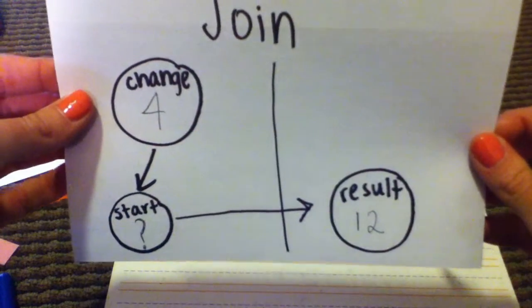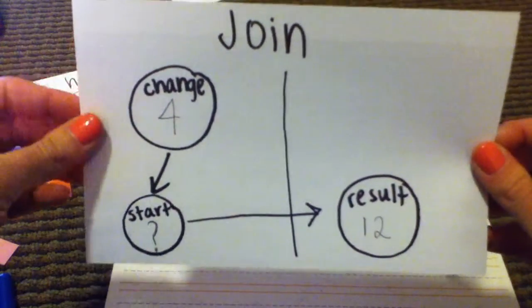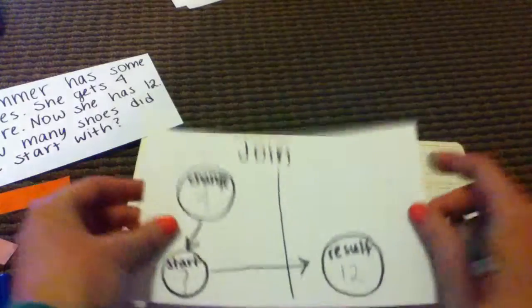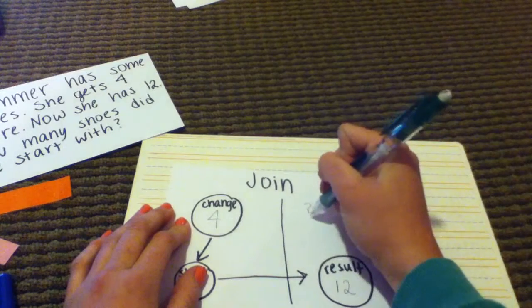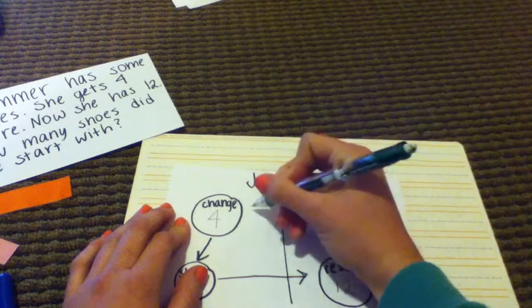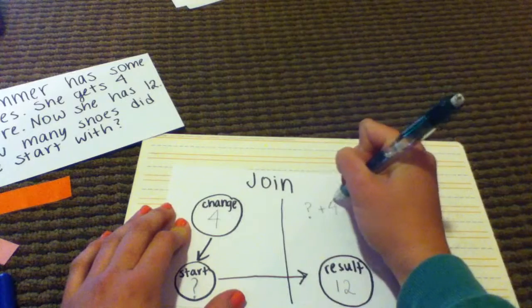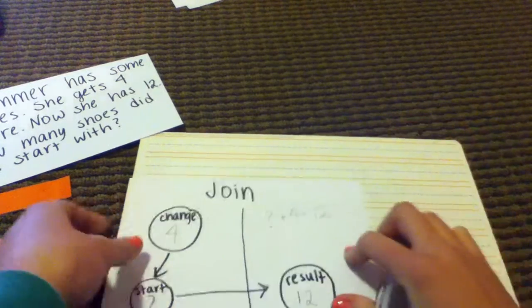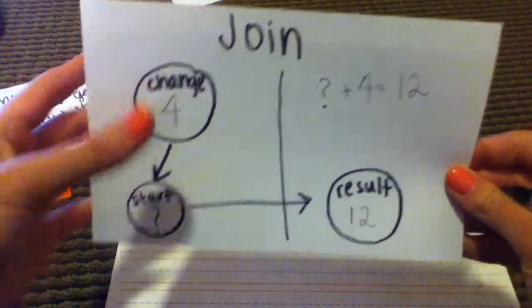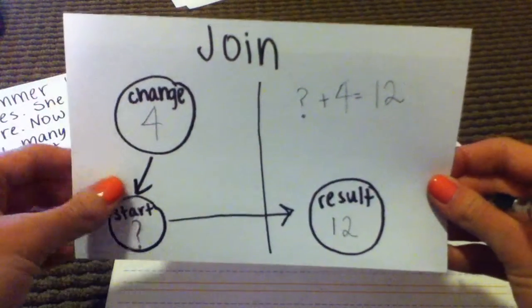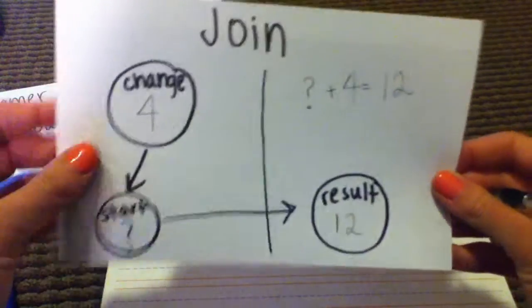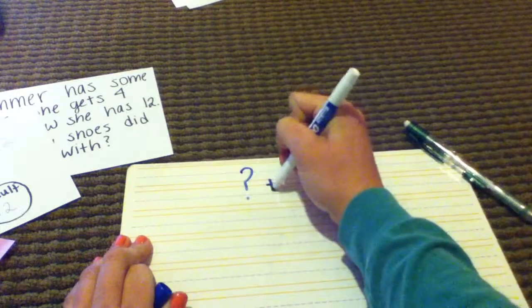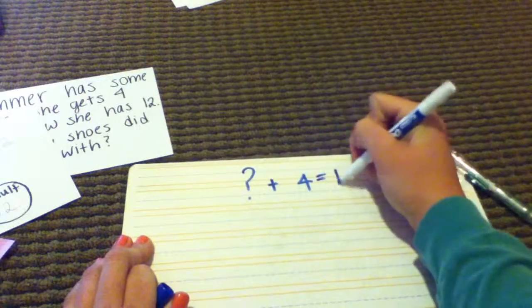So looking at this, we can go ahead and build it into an equation. So our start plus our change is going to equal our result. So our start, we don't know. We're going to keep it as a question mark. Plus our change is 4. And that's going to equal our result, which is 12. So now we've used our join problem type diagram to create an equation, and we're going to look at it using strip diagrams now. So we have start plus 4 equals our result, 12.